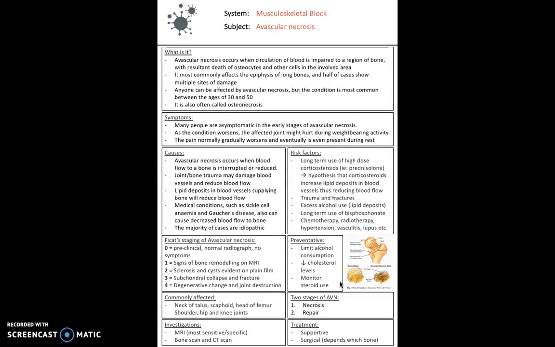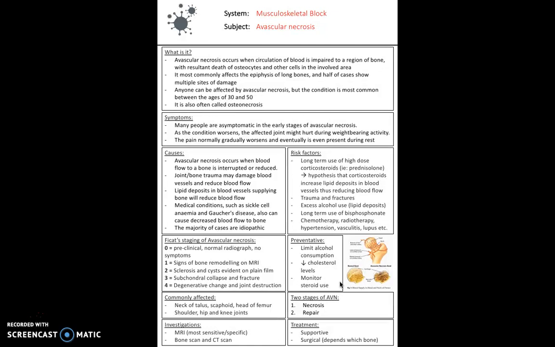So avascular necrosis next. This occurs when the circulation of blood is impaired to a region of bone. As a result, when we've got this impaired circulation, we end up with death of osteocytes and other cells in the involved area. So remember, osteocytes are those precursor cells of bone. It most commonly affects the epiphysis of long bones, and half of cases show multiple sites of damage. Anyone can be affected by avascular necrosis, but most commonly it occurs between the ages of 30 and 50, and it's often called osteonecrosis.